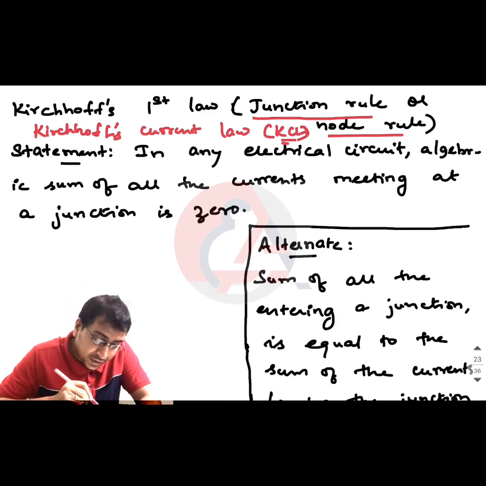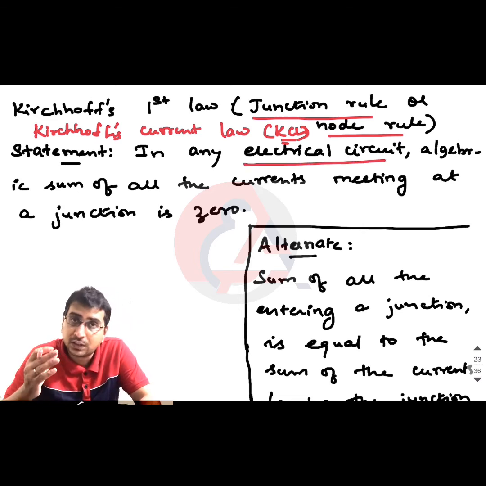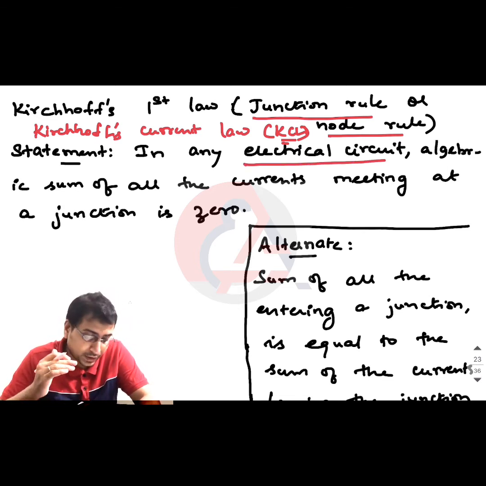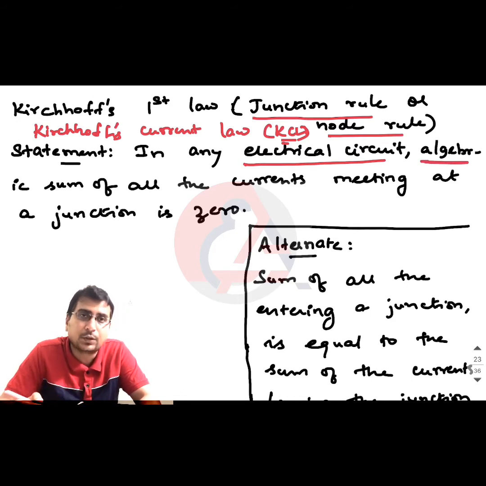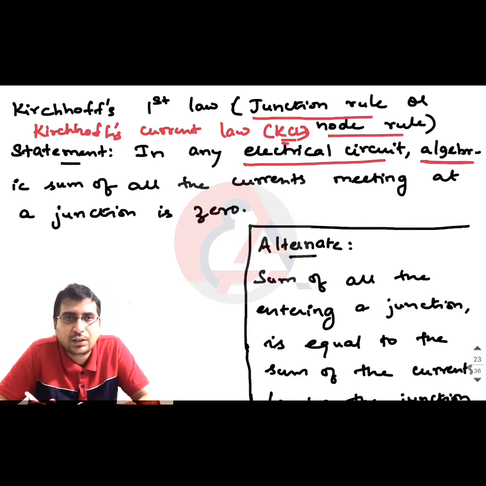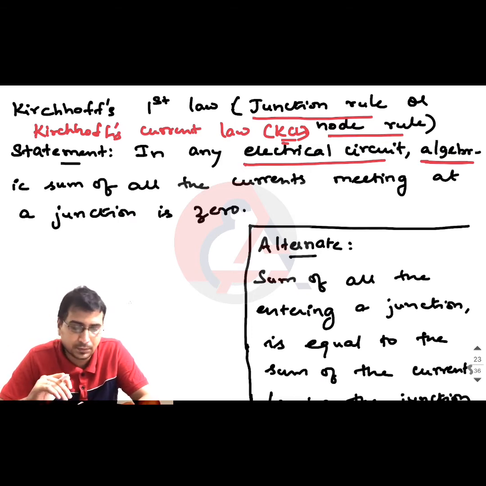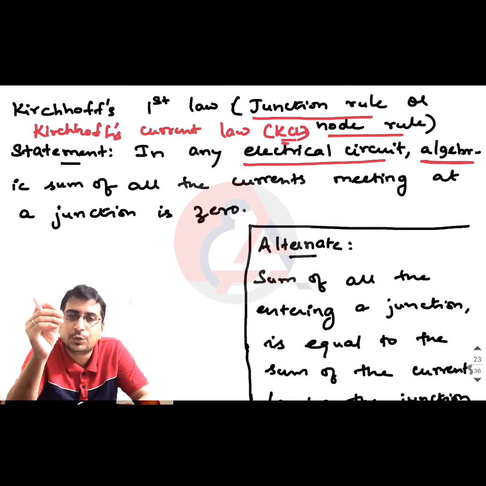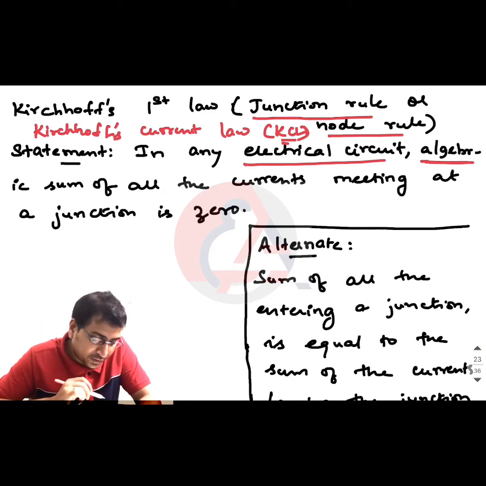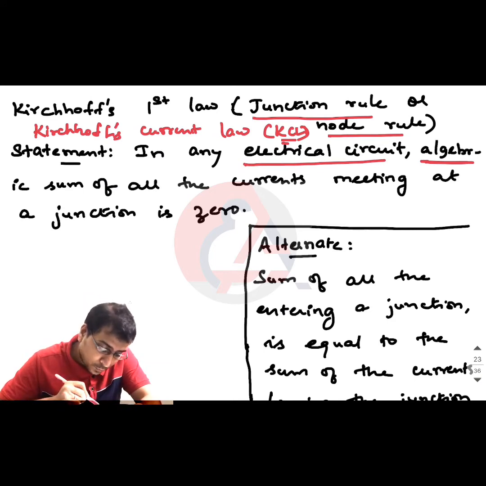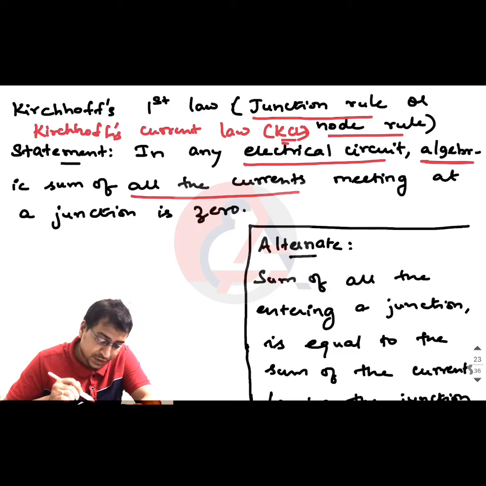The statement is: in any electrical circuit, whether it is a simple circuit or a complicated circuit, the algebraic sum, please underline this word algebraic. I am using algebraic because in physics there are two types of sum we define: one is the vectorial sum, or vector sum, and the other is the algebraic sum. Wherever you use the word algebraic sum, it means you need to take proper sign into consideration. Generally, algebraic sum is used for physical quantities which are scalar in nature. So let's revisit the statement. In any electrical circuit, the algebraic sum of all the currents meeting at a junction is 0.